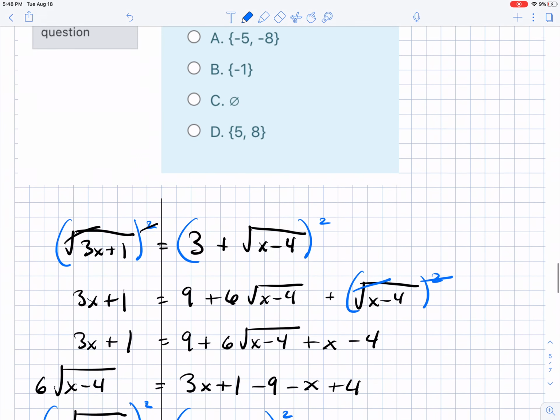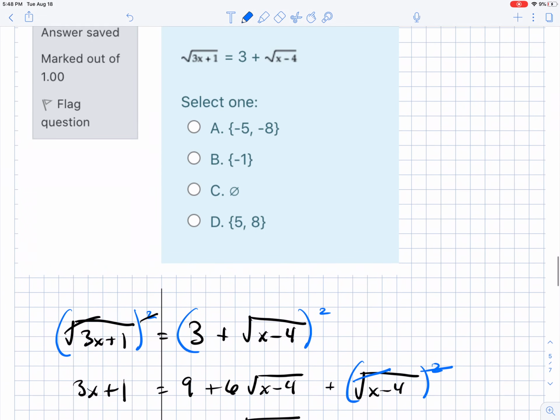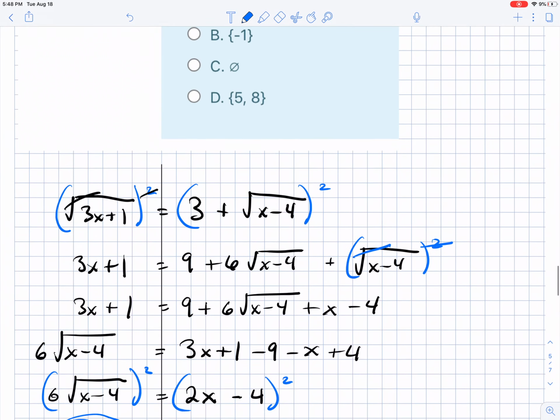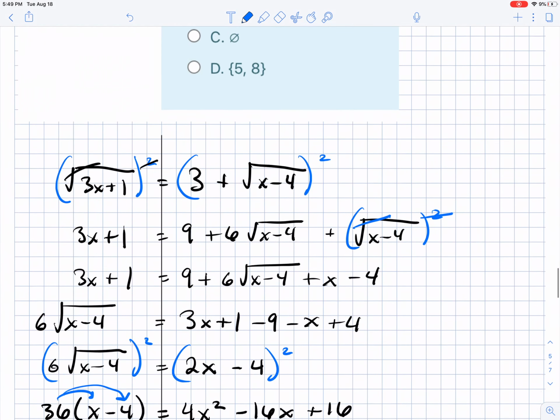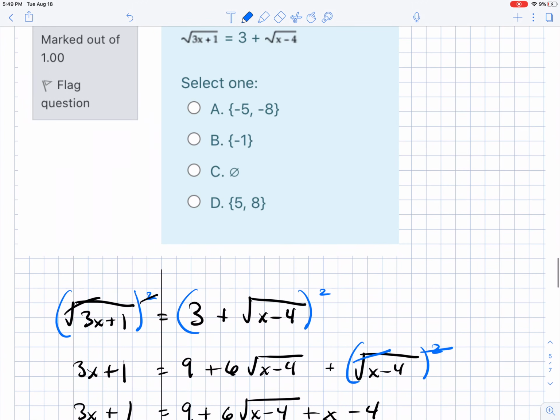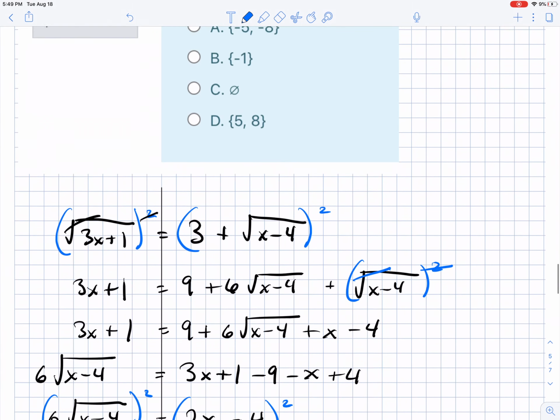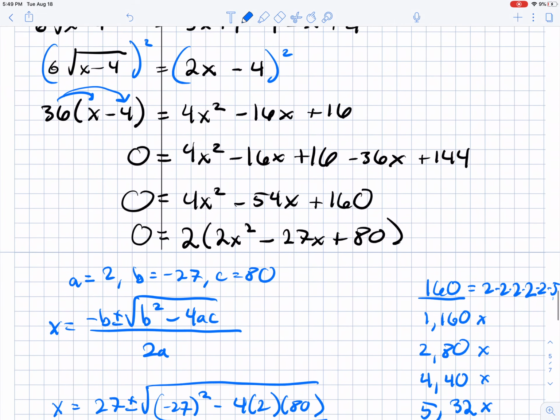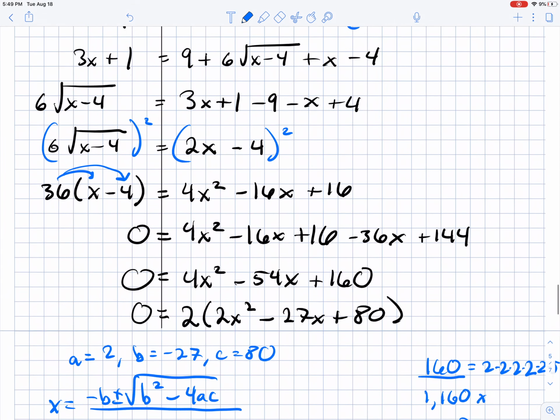I feel like I made a mistake somewhere. 3x plus 1, x minus 4, 3 plus that. Okay. I feel like I made a mistake, because it shouldn't be like that. Let me see. I mean, maybe.